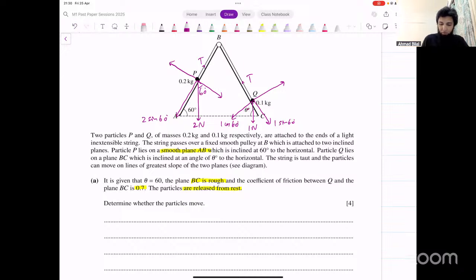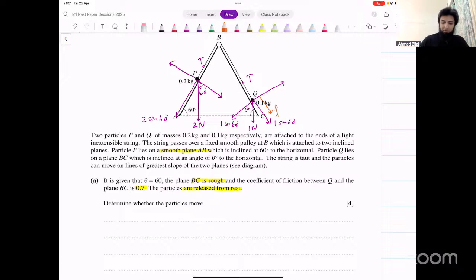And now we know 2 sine 60 because they're telling us in the first part, theta is 60. Otherwise, we cannot assume that, okay? Now, 2 sine 60 is greater than 1 sine 60. What that means is there is greater force in this direction. So P is going to try and move down the plane and Q is going to try and move up the plane. So what's the direction of friction then? Friction is going to act down the plane like this.